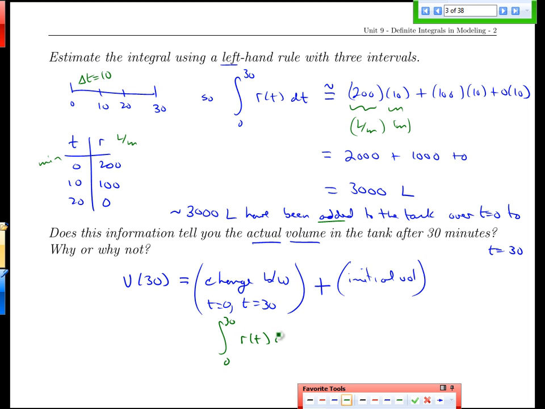That's how much we've added, but how much did we have to start with? That would usually be written as V of 0. What was our volume at time 0? And then from time 0 to time 30, we had all this water being added. The net change is what the integral gave us. We add the initial to the change, and we get the final. So all of these are well understood concepts, I think, for most students. The challenge is just putting it in the context of this new integration form.